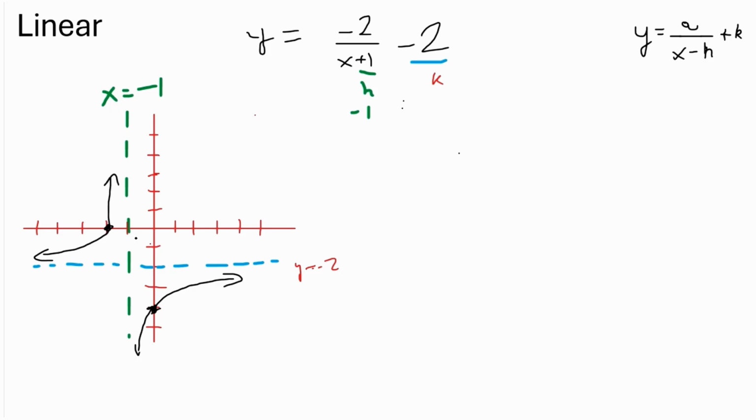Now we need to find one more point, so I'll just take 1 because it's easy. So 1 plus 1 minus 2, it becomes negative 2 over 2 minus 2. So that becomes negative 1 minus 2, negative 3. So this point right here at x equals 1 is 1 comma negative 3. Okay, so that's our 3 points.